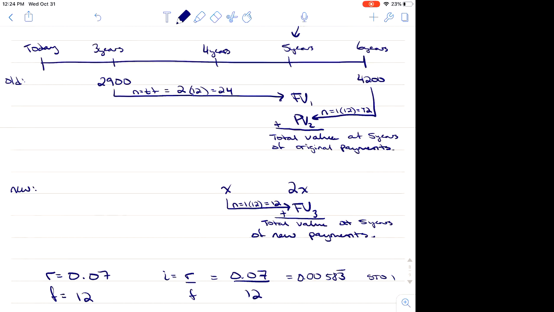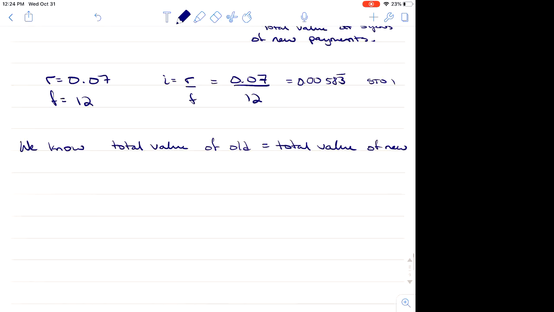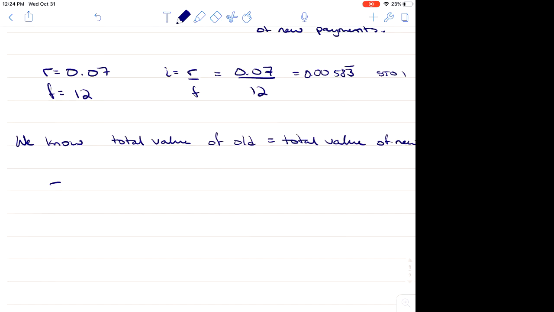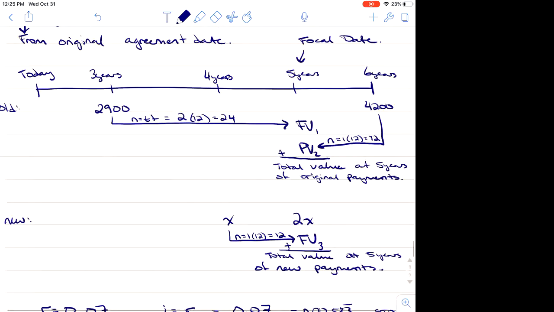So let's find some future values, some present values. Future value 1 is present value times 1 plus I to the power of n. The present value here, I think, was 2,900 times 1 plus 0.00583 repeating to the power of, what did we say, 24? Yeah.